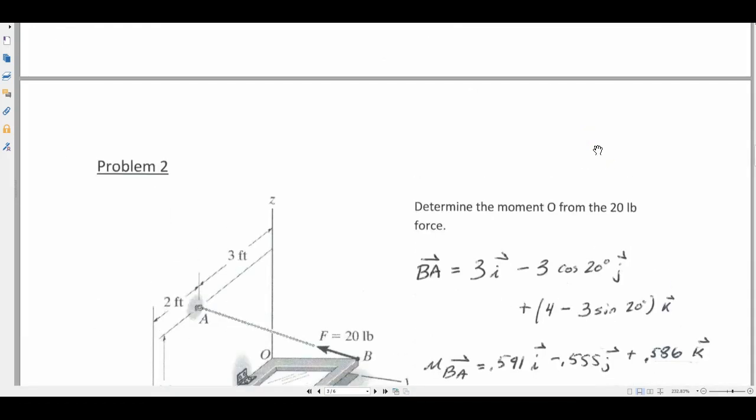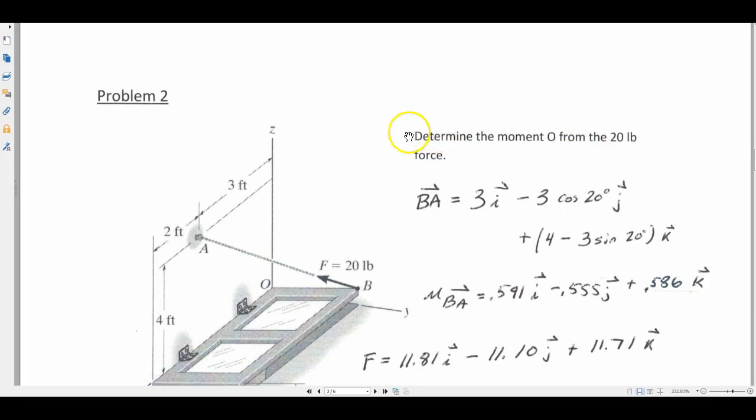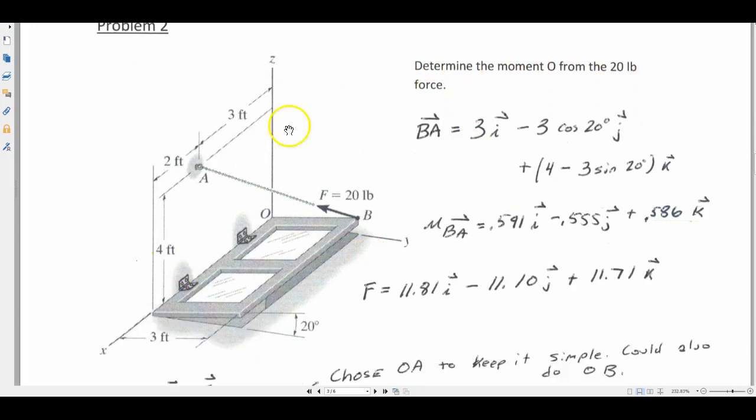All right, now let's talk about problem number 2. It says determine the moment about O from the 20-pound force. And you notice right away that this is a 3D problem. If you are in 3D, you want to use R cross F. You don't want to try to break up this 20-pound force into components and then try to figure out which way is clockwise or counterclockwise.